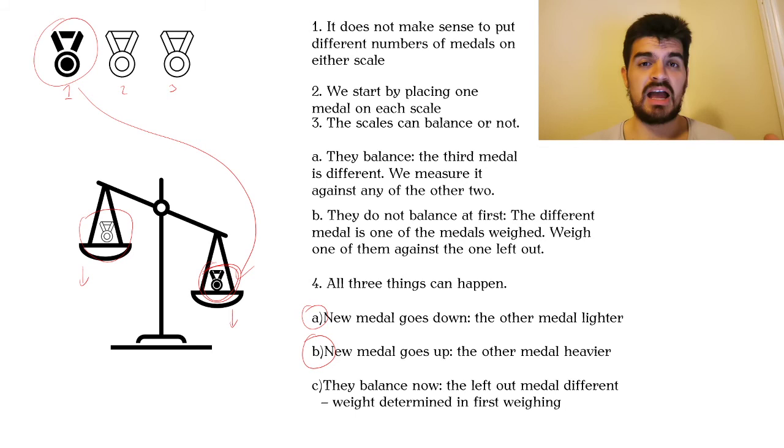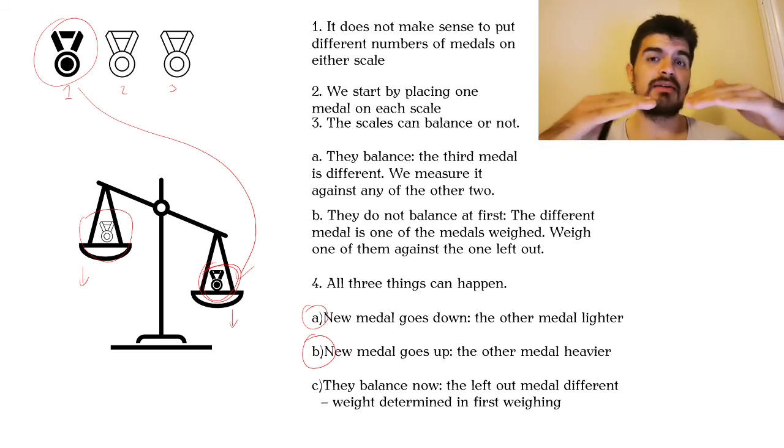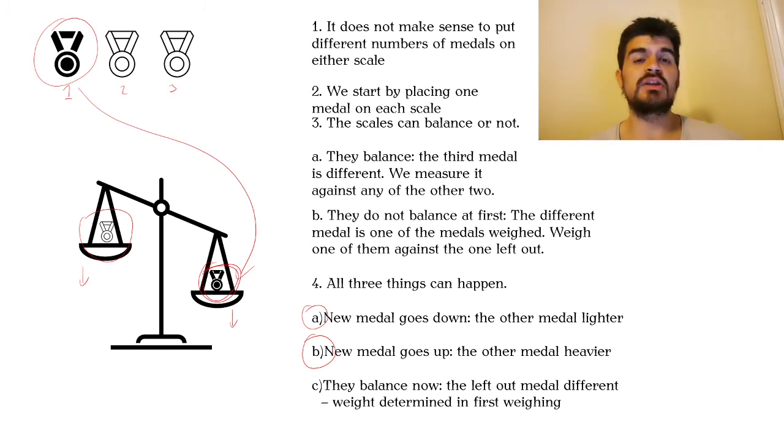If they balance now, that means that the medals that we have on the scales weigh the same, right? So the odd one is the one that we now put away, right? We measured it in the first step, but in the second step we didn't measure it, right? And to find out if it's lighter or heavier, we just need to remember what happened in the first step. If in this first step this third medal was heavier, then it's heavier. If it was lighter, then it's lighter, right?